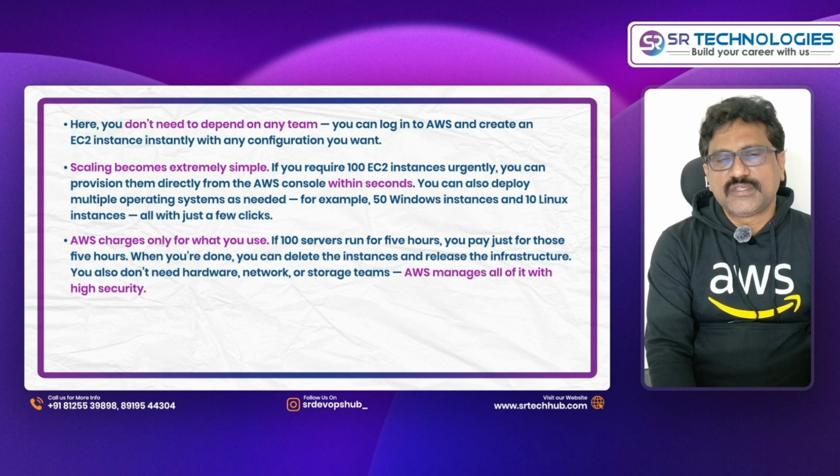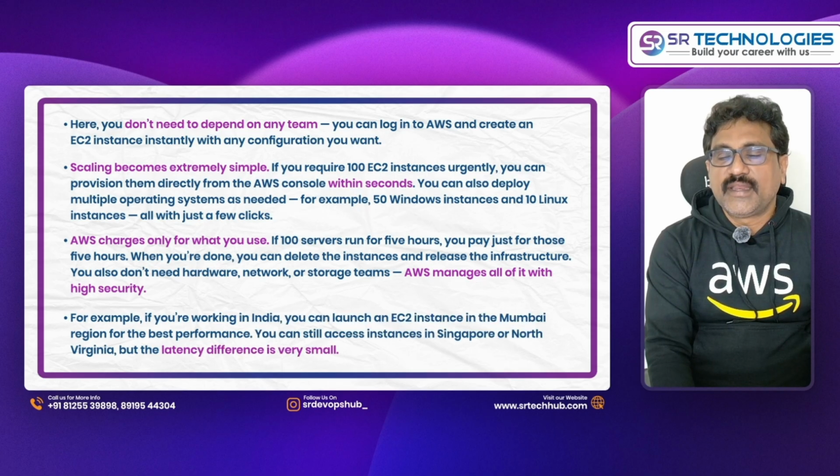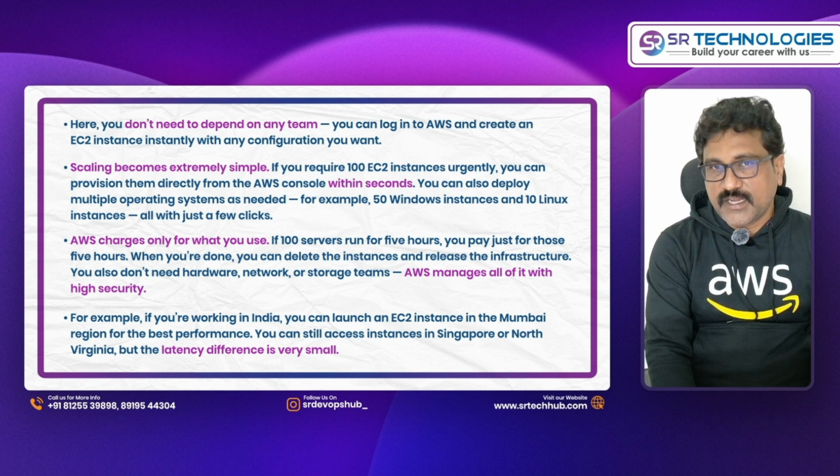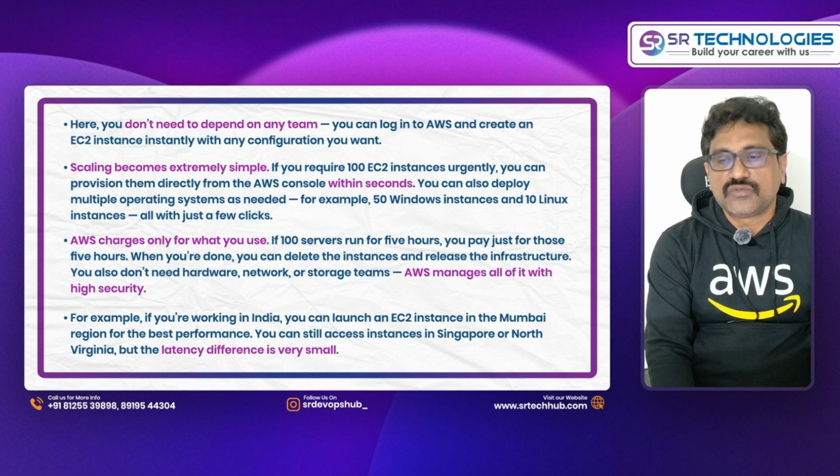You can create an EC2 instance at your nearest region or nearest location to reduce the latency. For example, if you are working in India, you can create an EC2 instance in the Mumbai region. If you create it in the Mumbai region, you can access that EC2 instance or the application inside it without any delay. But it doesn't mean that there will be much delay if you create EC2 in Singapore or North Virginia or other regions. No, not much delay. So very little.